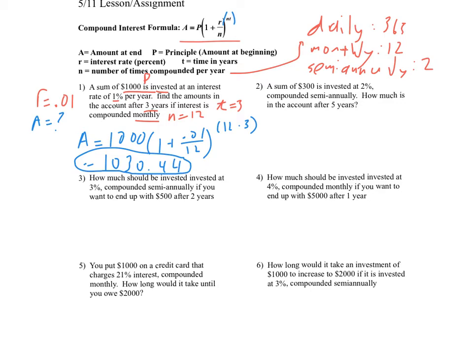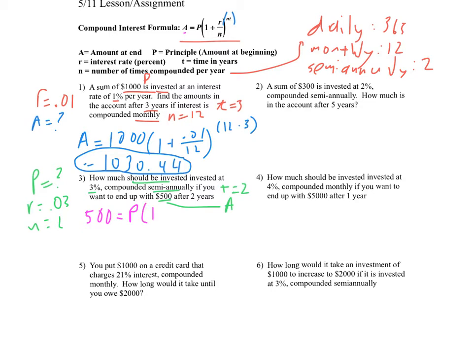Okay, so next one here, it says how much should be invested. On this one, they're actually asking us for P. It says that we want to end up with $500, so that's going to be our A value. T here is 2 years. We have an interest rate of 0.03, and semi-annually means that N is 2. So in this one, the setup's going to be a little bit different because we know what the A is. So I'm going to say that's 500 out front, and I'm going to leave P as a variable.